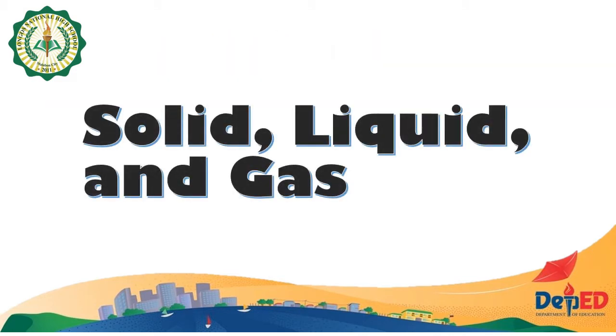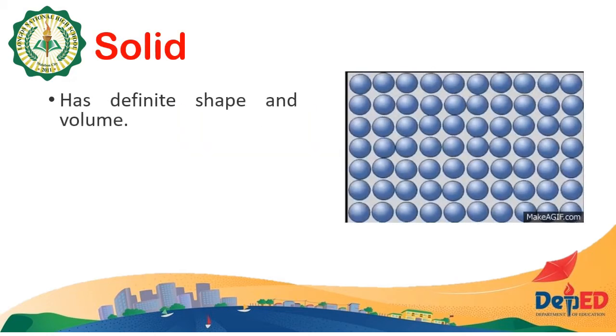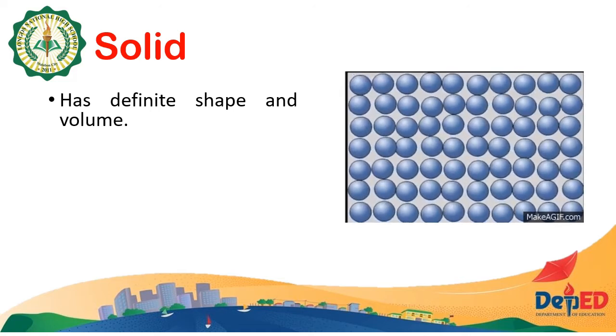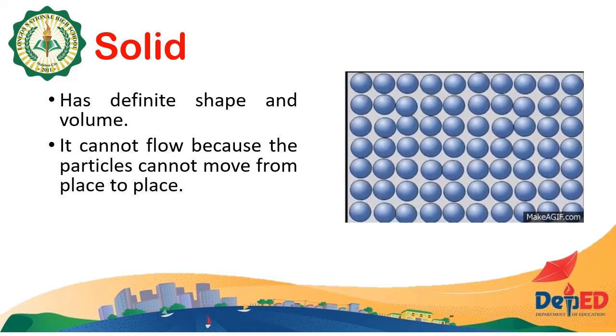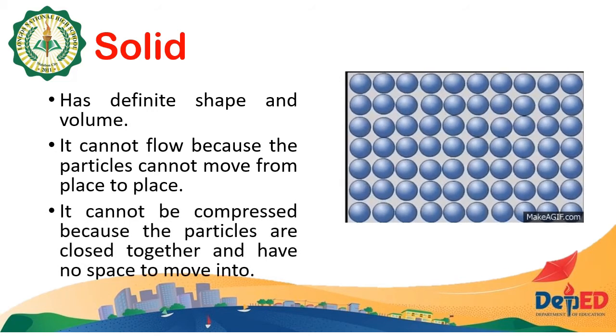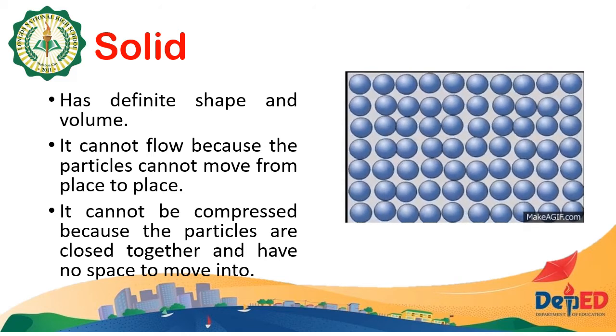Matter has different properties. So let us discuss the different properties of solid, liquid, and gas. Solid has definite shape and volume. It cannot flow because the particles cannot move from one place to another. And it cannot be compressed because the particles are close together and have no space to move into.